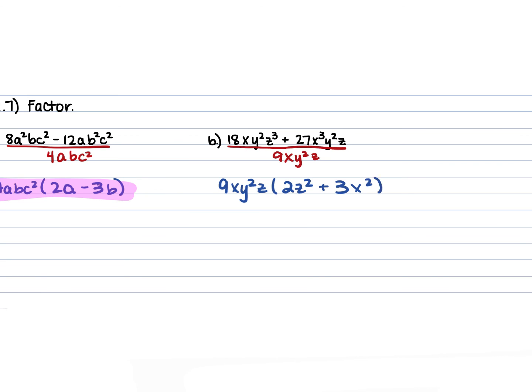So the only thing I did was I did the 18 divided by 9, I got the 2. The x and the x cancel, y squared and y squared cancel, z cubed divided by z is z squared. Then 27 divided by 9 is 3, x cubed divided by x is x squared, y squared divided by y squared cancels, z divided by z cancels.